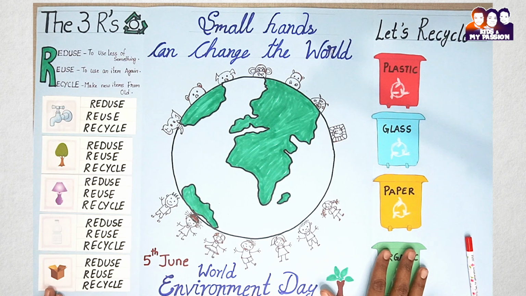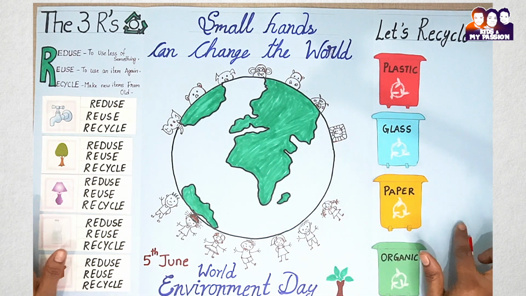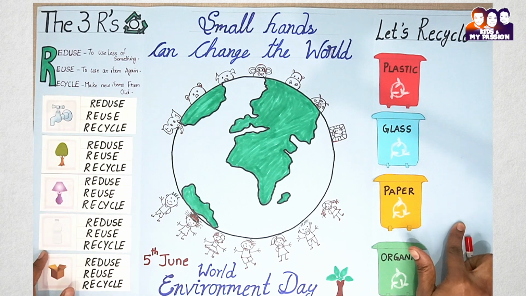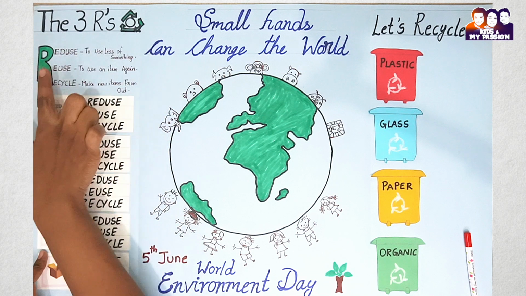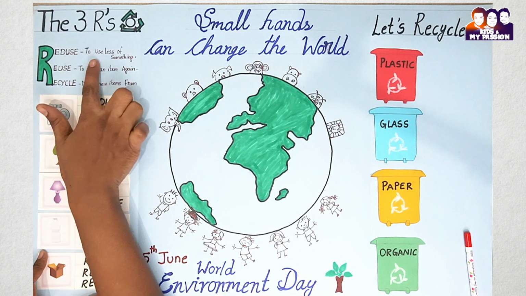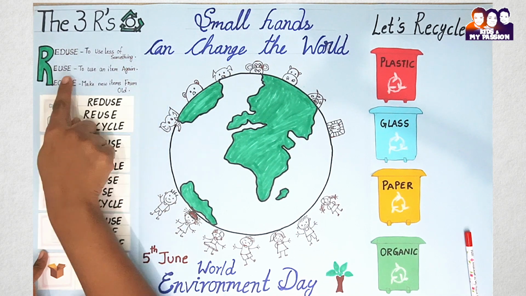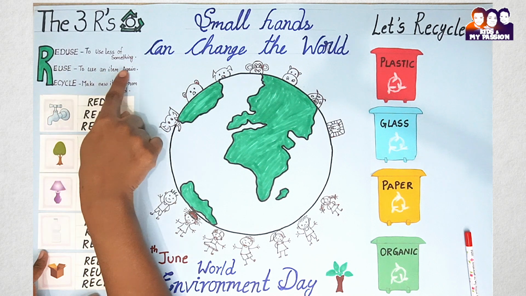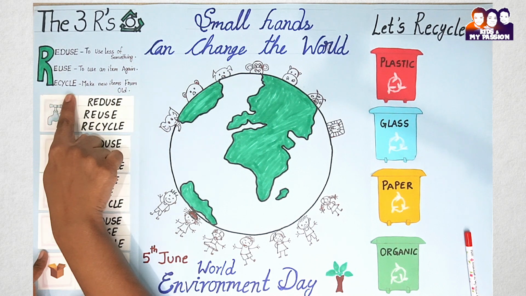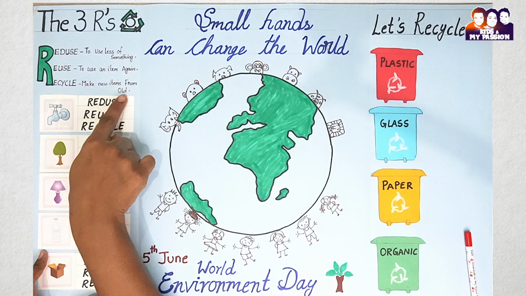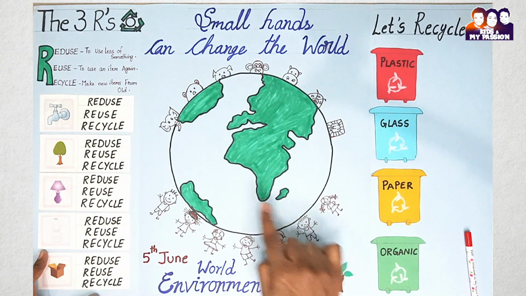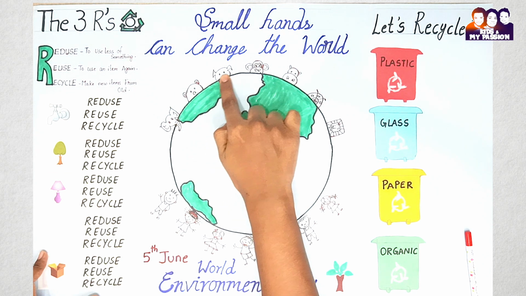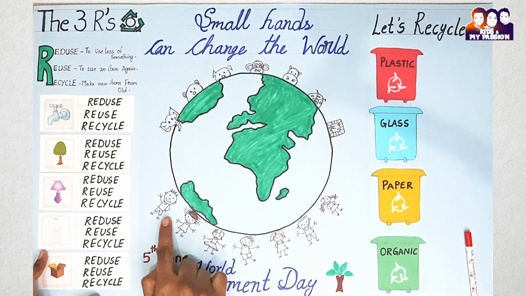This is a chart which is made by me. In this, you can see the three rules, that is eco friendly tips, 3 R's: reduce, use less of something, reuse, use an item again, recycle, make a new item from old. And it's an earth, animals, and kids.